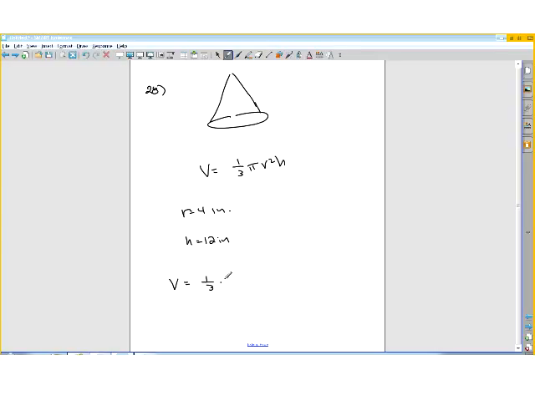So the volume is 1/3 times pi, which we're going to call 3.14, times r squared, 4 inches squared, times height, which is 12 inches. That'll give us inches cubed. 3.14 divided by 3 times 4 squared times 12. And we get 200.96 inches cubed.